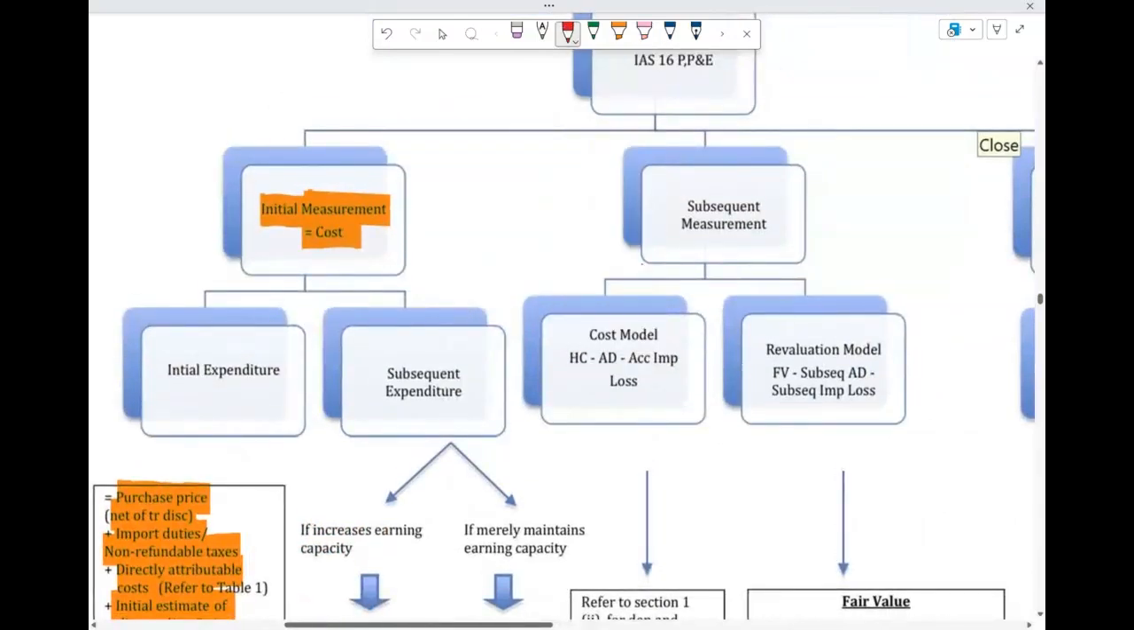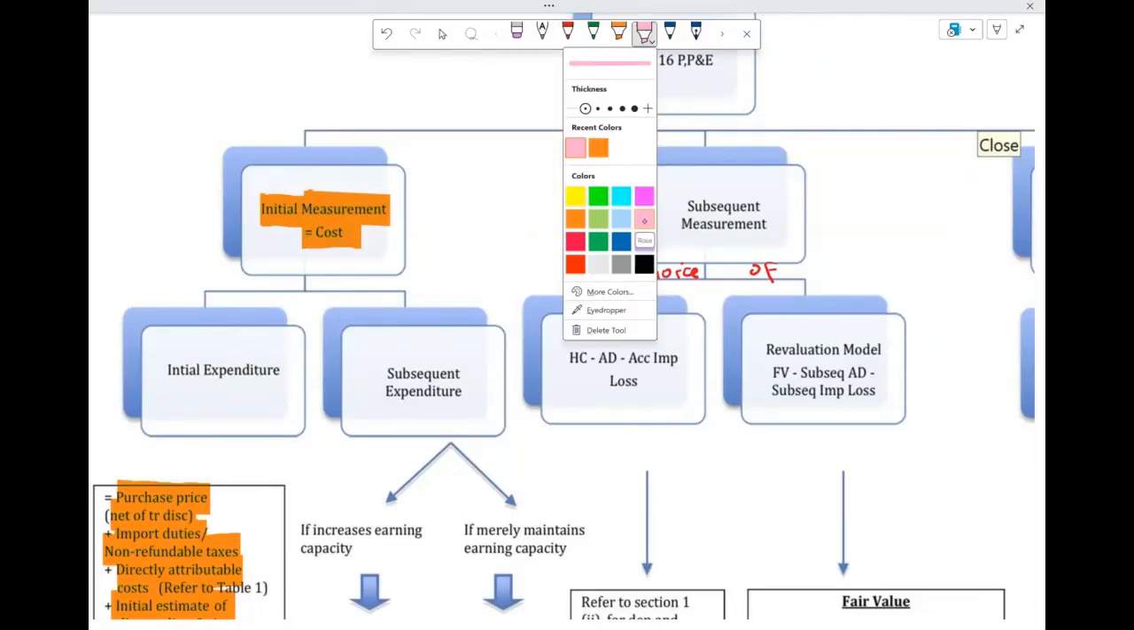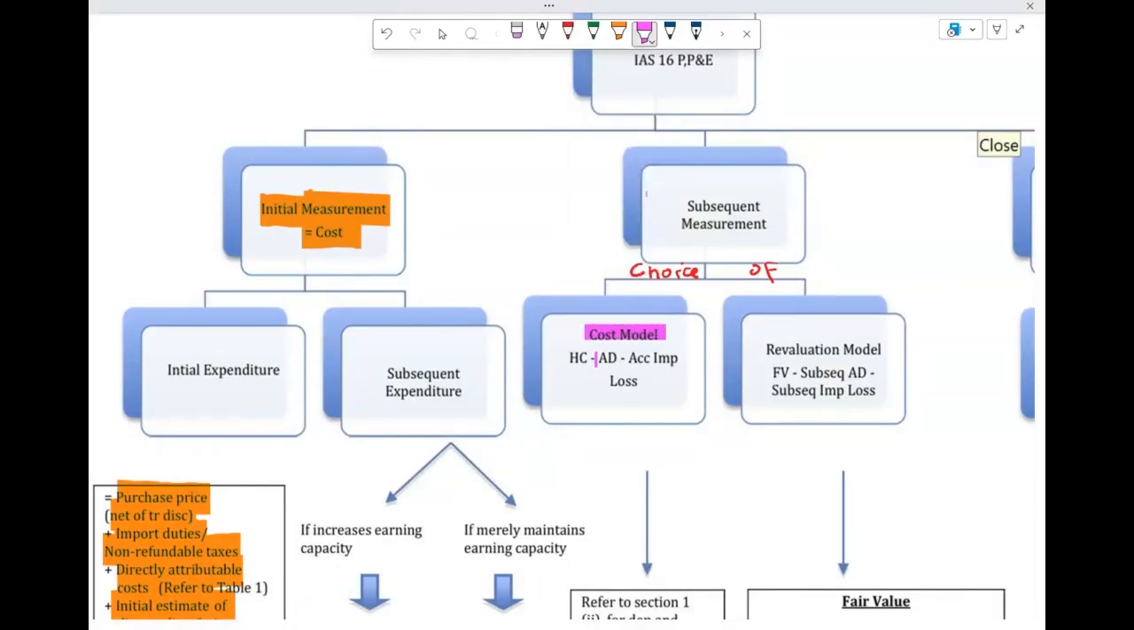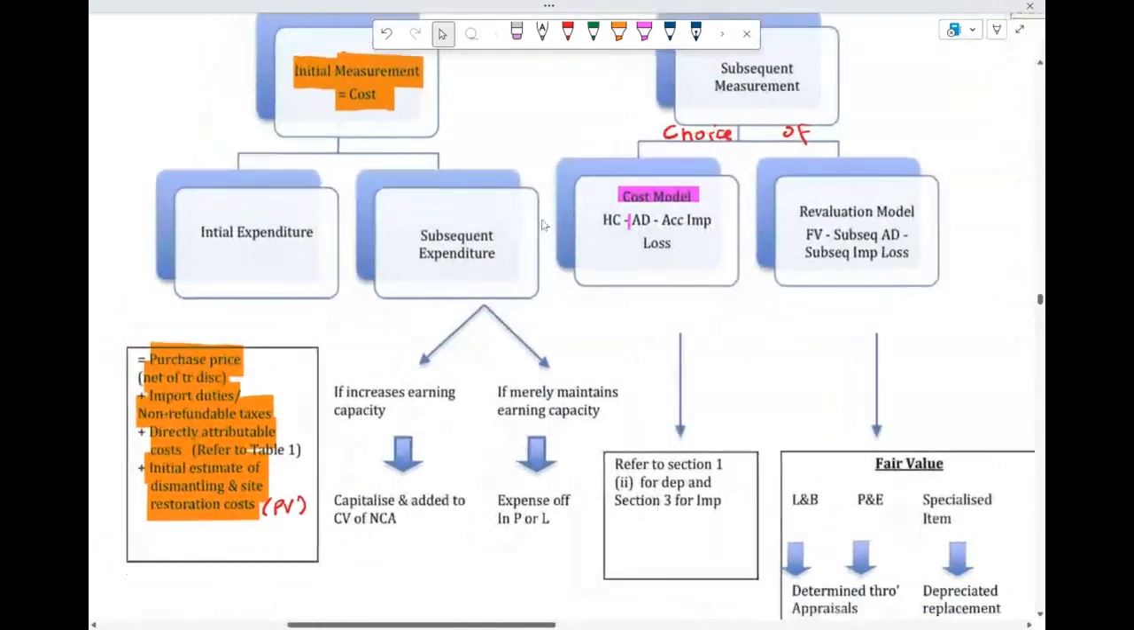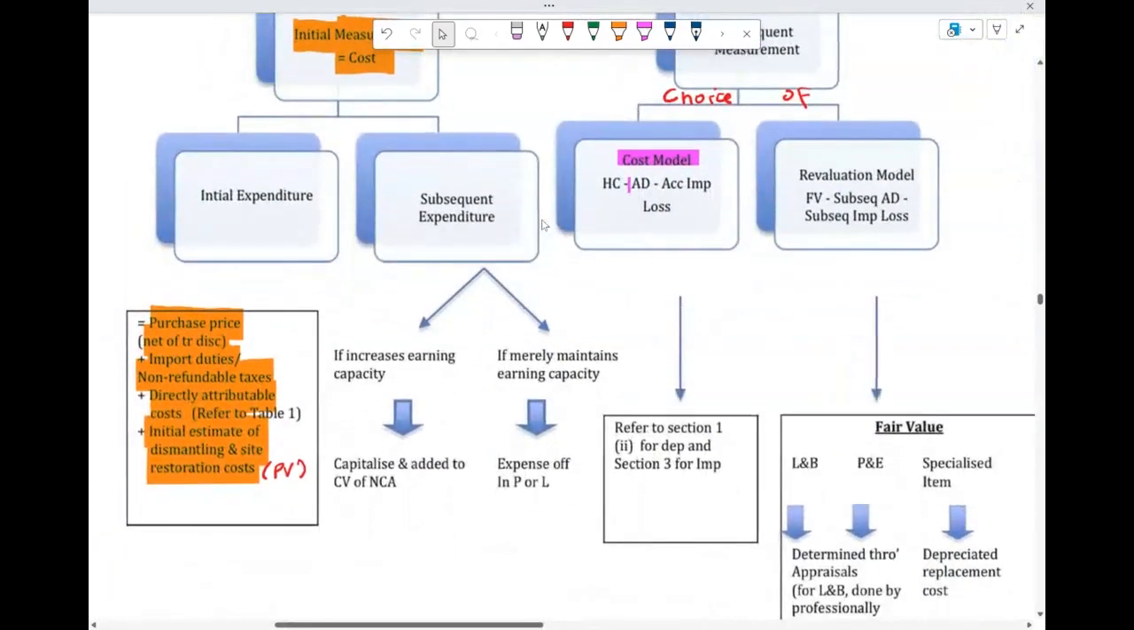Okay, we also went through that there is a choice of your subsequent measurement. Moving on to your subsequent measurement, there's a choice of either using the cost model or the revaluation model. So we went through the cost model already. Under the cost model, what did you learn is each significant component should be depreciated separately over their respective useful life. Remember? Okay, so here what did you take? The historical cost, the accumulated depreciation minus the accumulated impairment loss. So that loss is actually under impairment, okay guys?